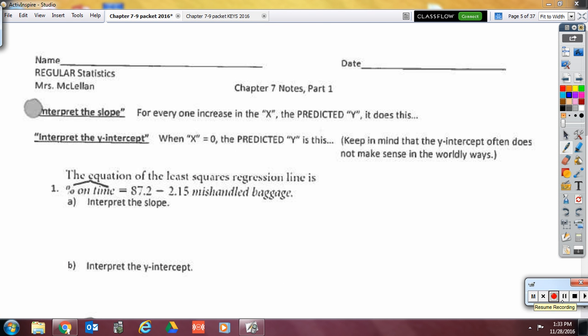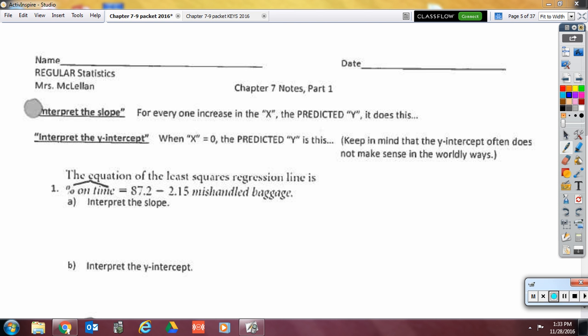Okay, here we go. All right, so in our new packet, we're on page 1, and there's a couple things that we're going to do. We're going to be talking about linear regressions. That's what this chapter is about, lines and the data that follows the pattern of a line.